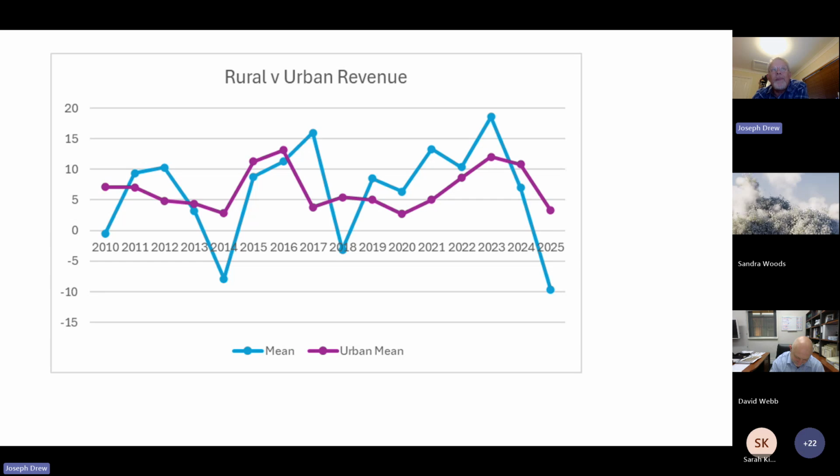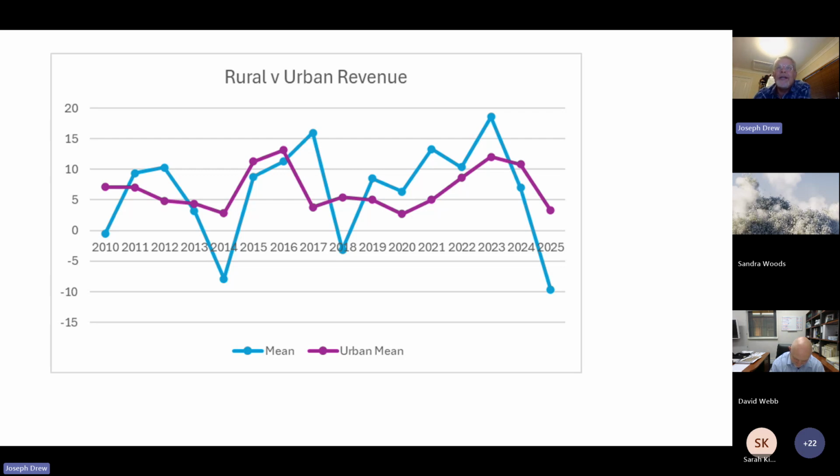Okay, the next graph compares rural versus urban revenue. So in this graph, and I'm just looking at the averages this time, or there'd be too many lines. In this graph, you can see what happens to the urban councils, the purple lines, compared to what happens to the rural councils, the light blue line. And you can see over recent years, rural councils have been growing their revenue a bit faster than urban councils, which is good.